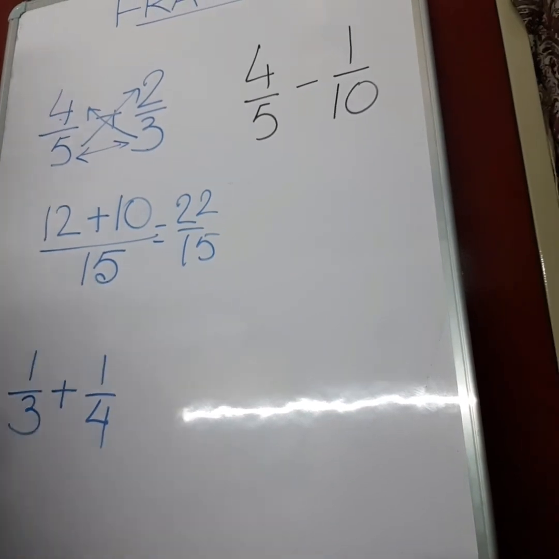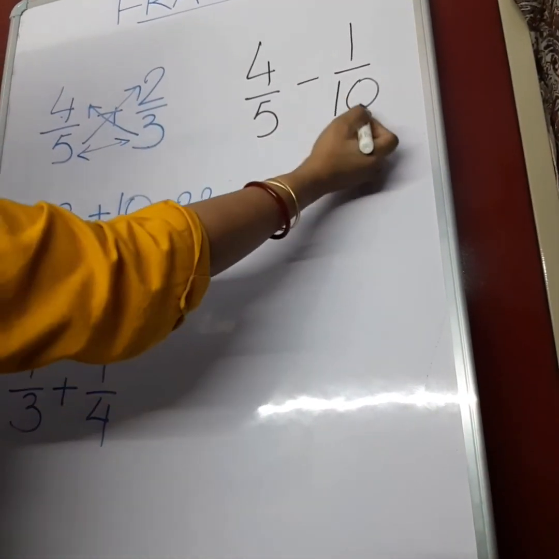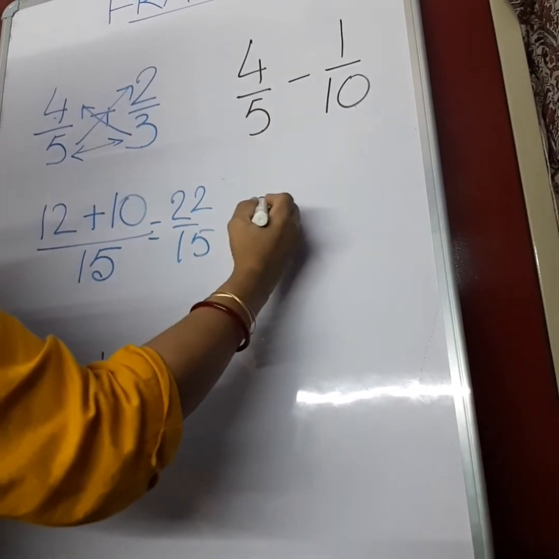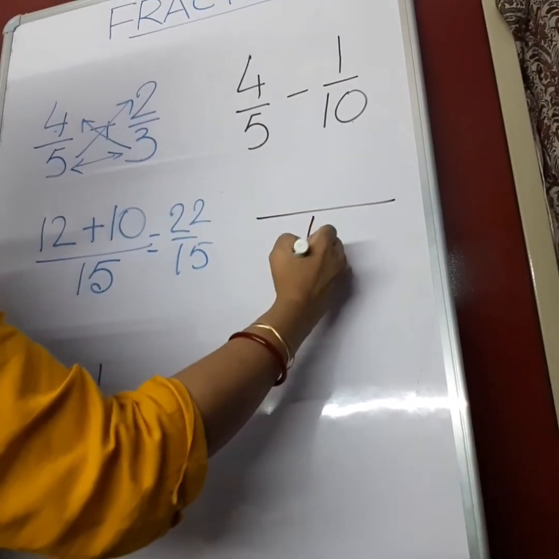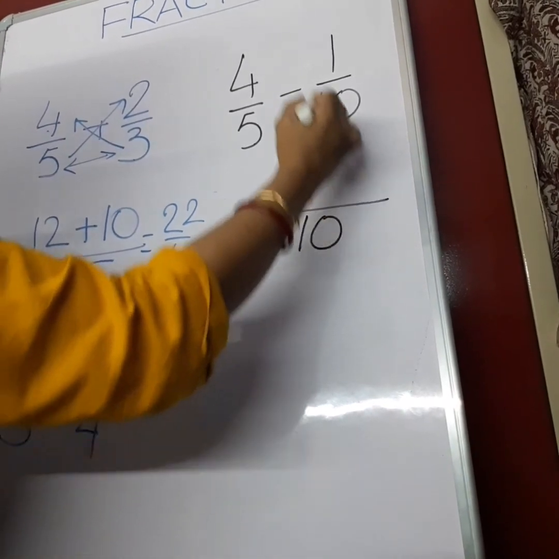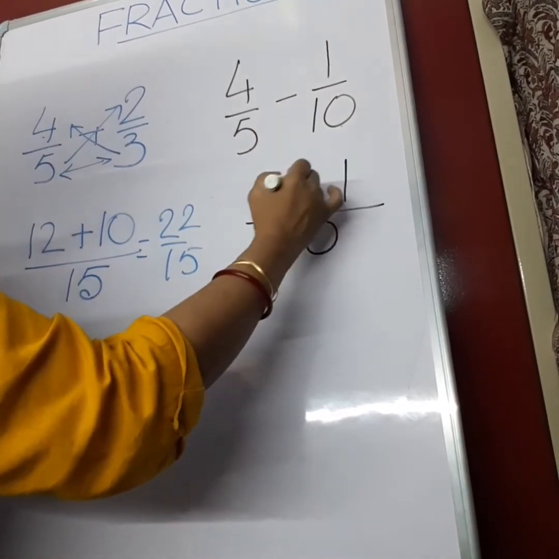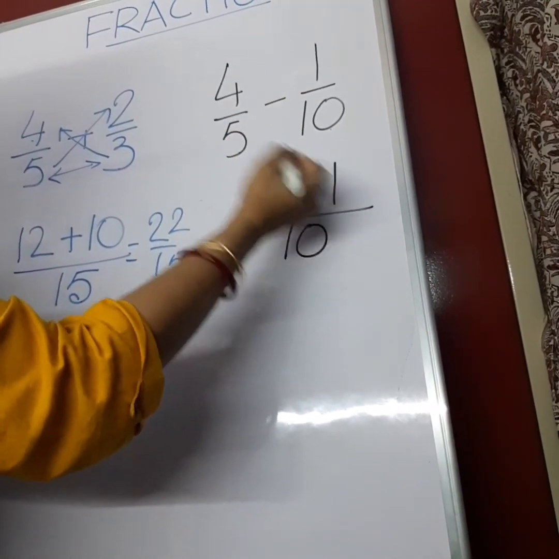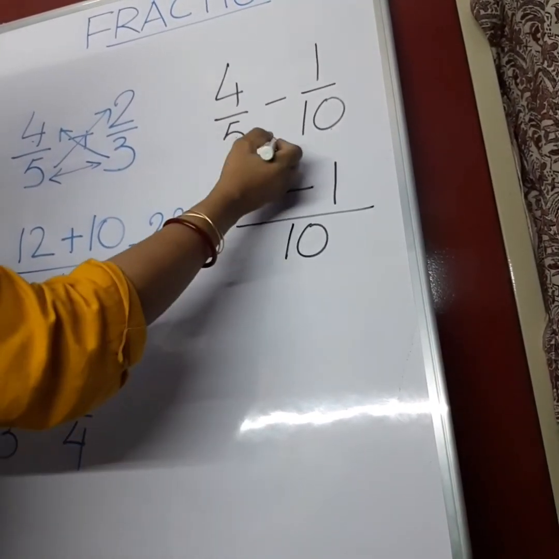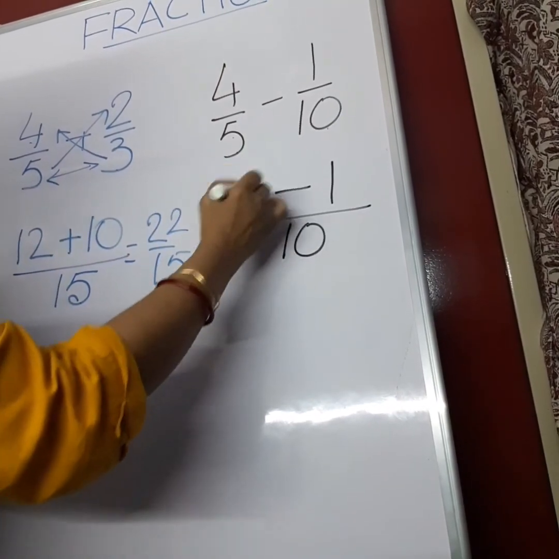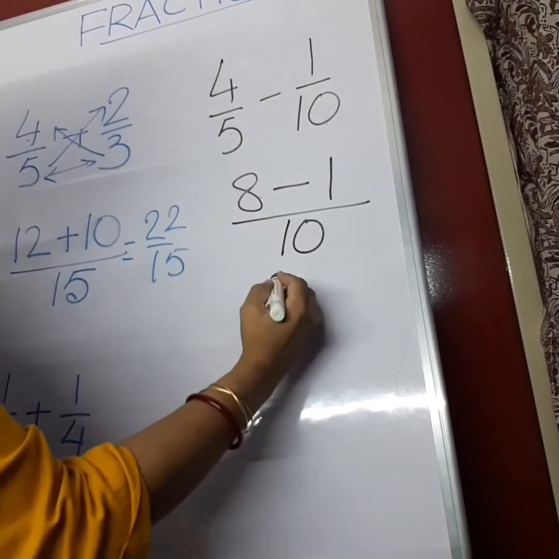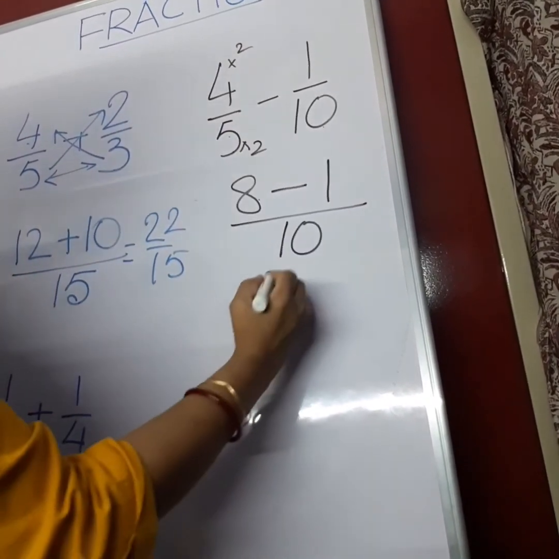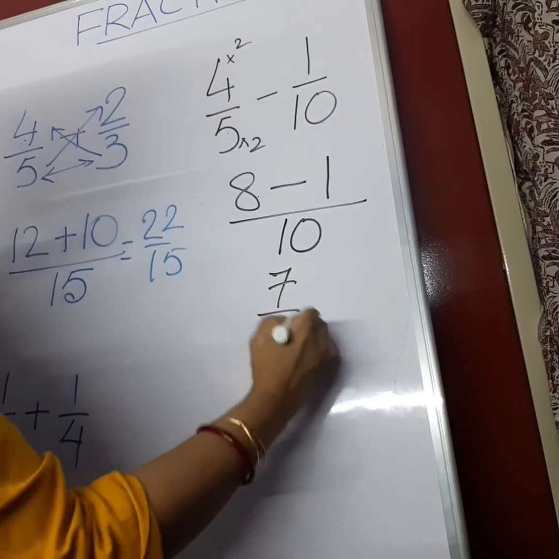In this case, 5 and 10 means this is a multiple of this. 10 is a multiple of 5. So here the LCM or the new denominator will be 10. And here as such it is 1, and for making it 10 we have to multiply by 2, so we will be getting 8 over here, multiplying both by 2. So this will be 7 by 10.